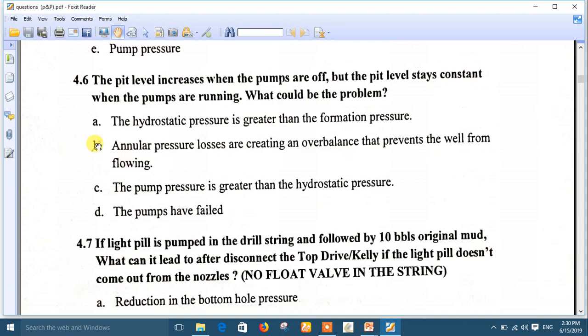This is the right answer because while circulating there is annular pressure. No circulating, nothing. It's just only hydrostatic pressure or ESD, equivalent static density. This is another issue. Number C, the pump pressure is greater than the hydrostatic pressure. No. Number 4, the pumps have failed. No, also this is not the right answer because he told you while circulating and there is no circulation. So the best answer here is number B.